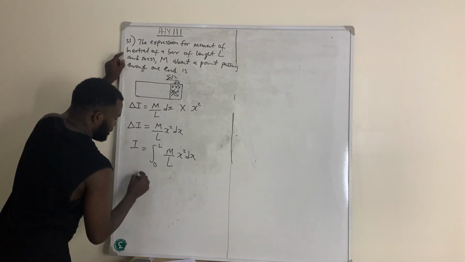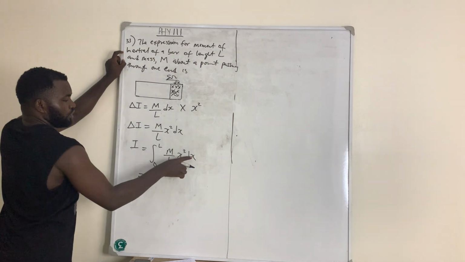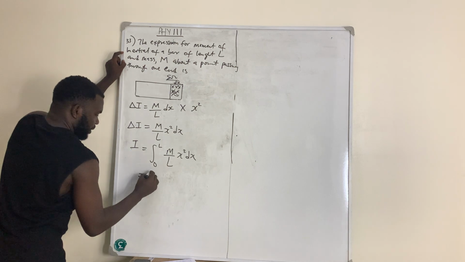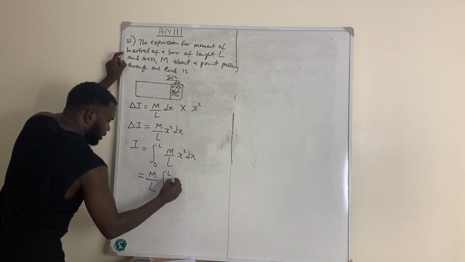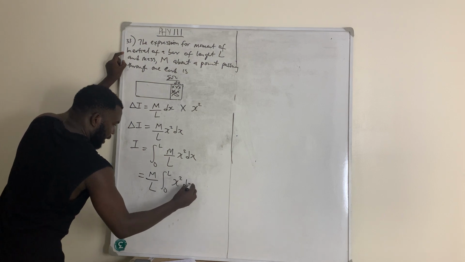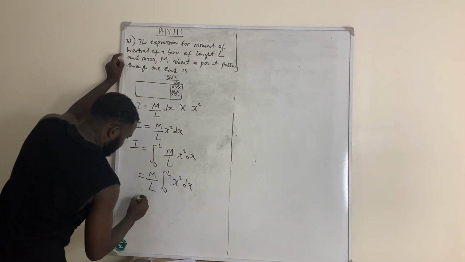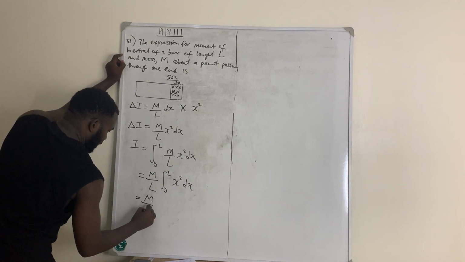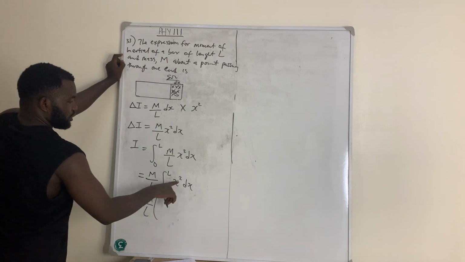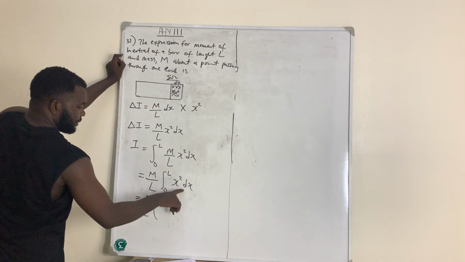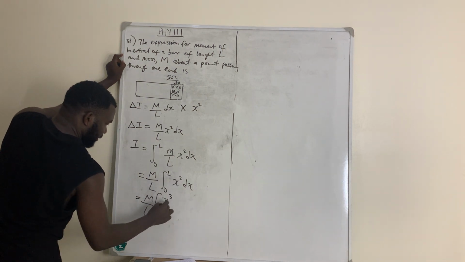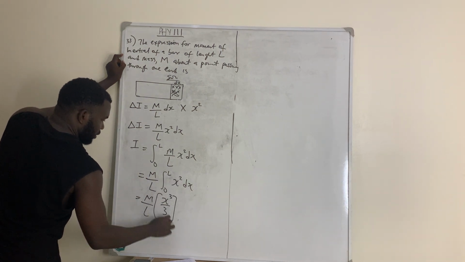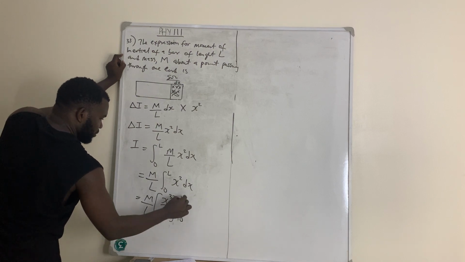So this is a constant. The only variable here is x. So if I bring it outside, M over L, the integral from 0 to L of x squared dx. This is equal to what? M over L into, integration says add 1 to the power and divide by the same power. So I have x raised to power 2 plus 1 is 3, divided by the same 3. Don't forget that I'm still moving from 0 to L.